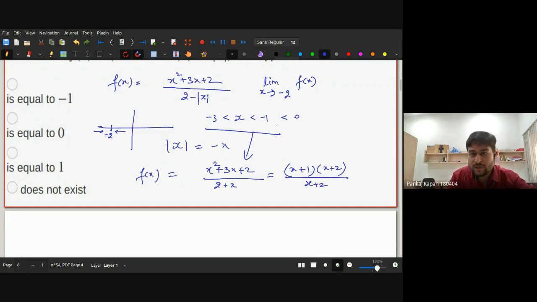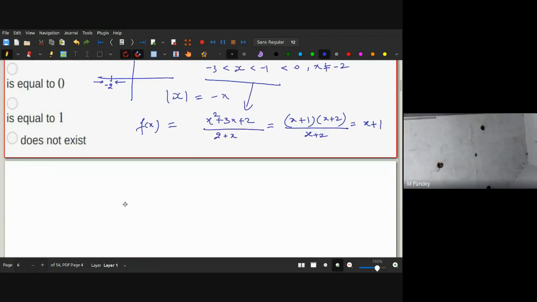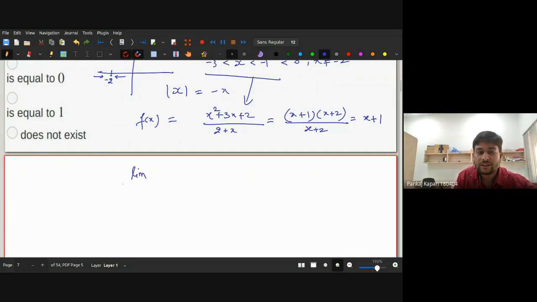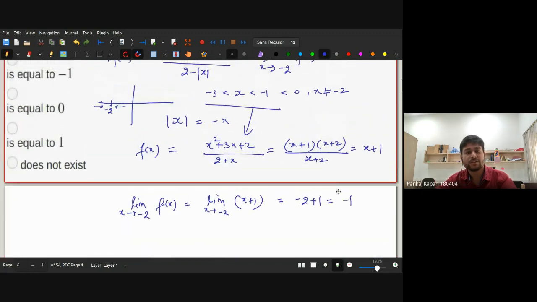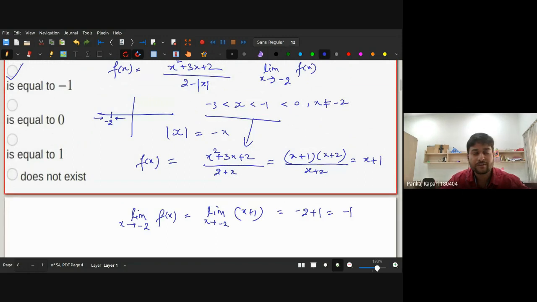And we are also assuming that x is not equal to minus 2, but still we can go as near to minus 2 as possible without x being equal to minus 2. Because x is not equal to minus 2, these two terms get cancelled, and we will have just x plus 1. So what is the limit? The limit as x goes to minus 2 of f of x is just equal to the limit as x goes to minus 2 of x plus 1, which is minus 2 plus 1, right? So its limit is minus 1. So the first option is correct.